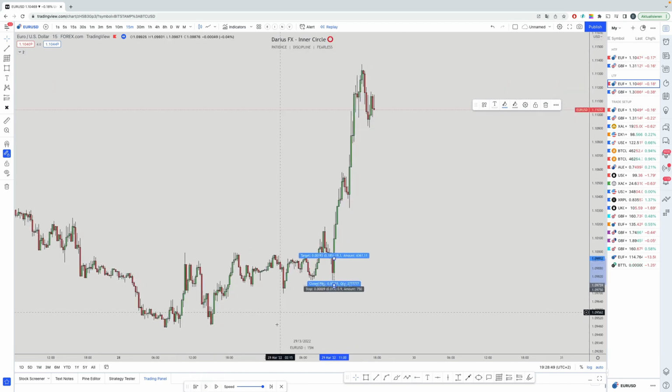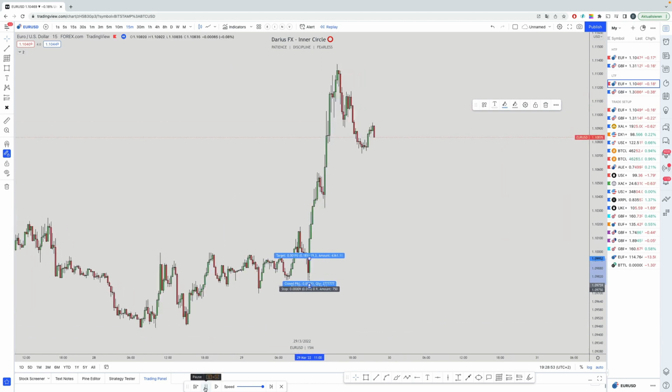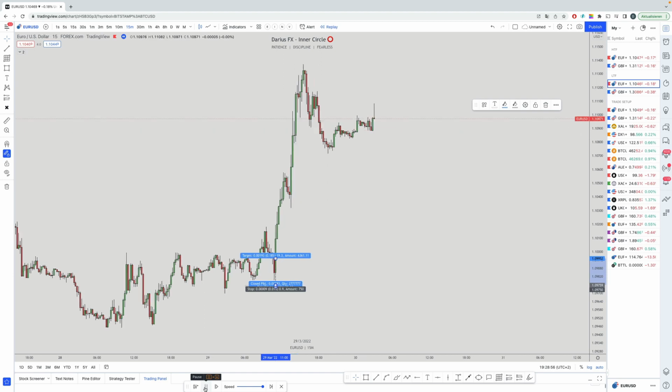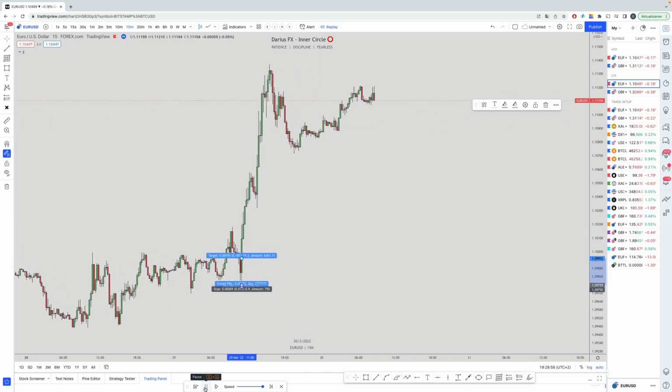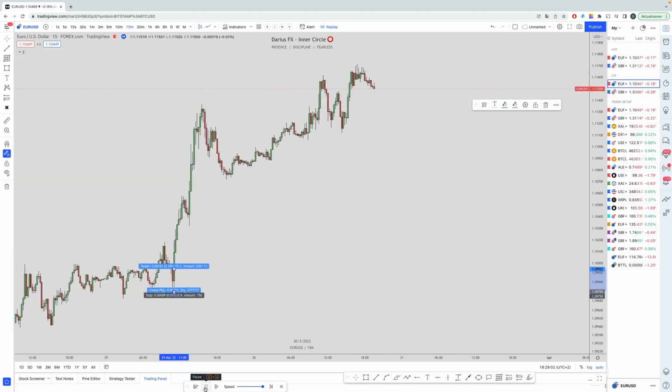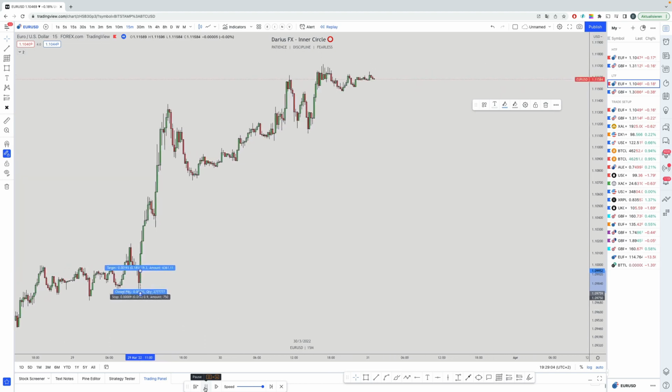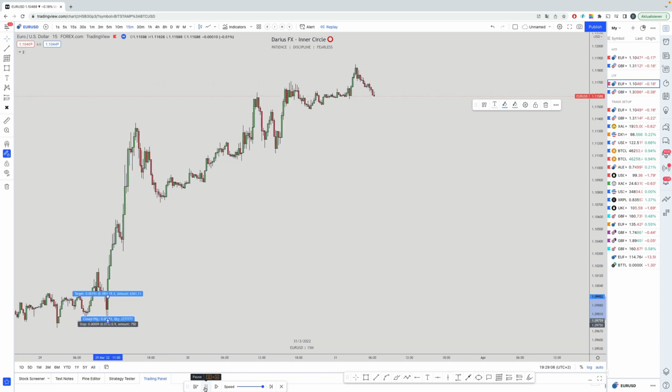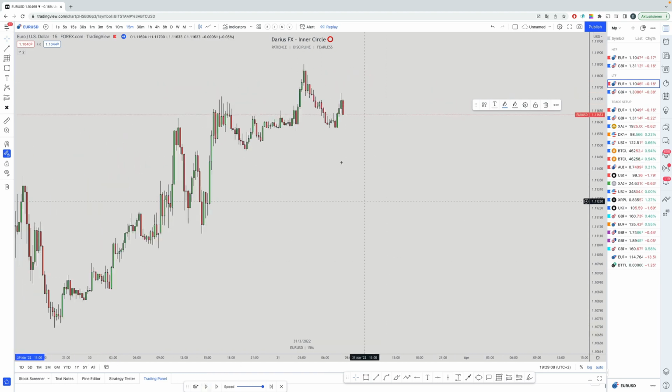Okay, then I would say let's have a look at some short examples. Now we dealt a lot with longs. Now let's have a look at some nice short options. Let's just see what price is the best. Yeah, this one. This one is good.